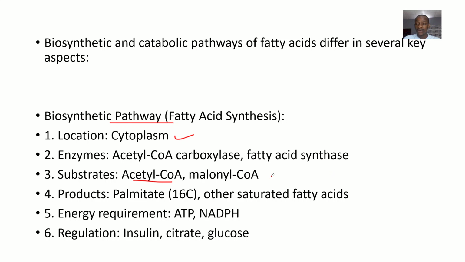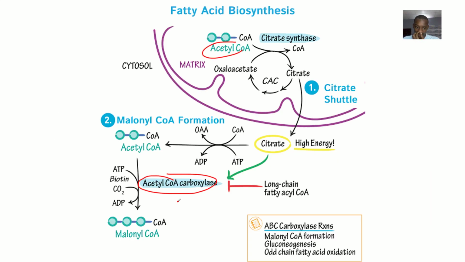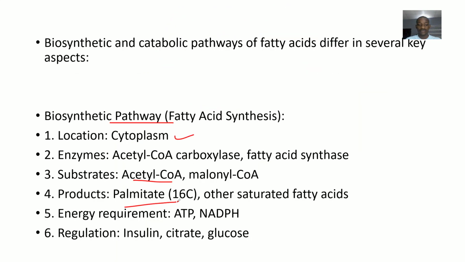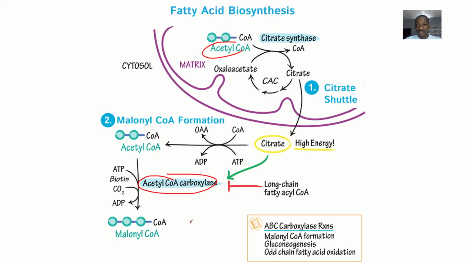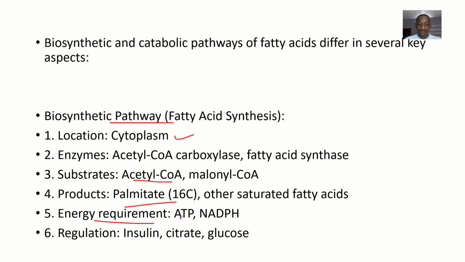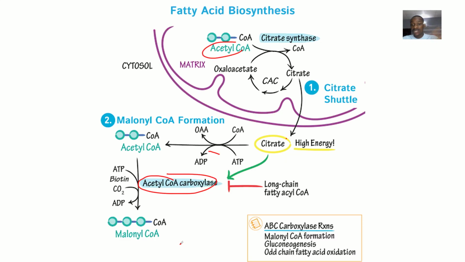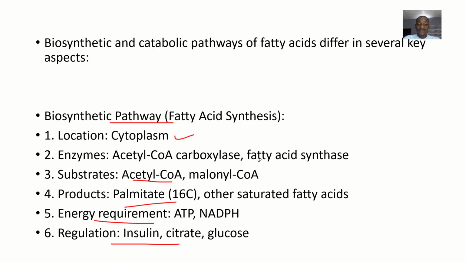So what are the final products? Palmitate. Palmitate is an important final product. Then energy requirement: it requires energy from ATP and NADPH. So ATP is needed, NADPH is needed for this process to go on. Do you understand? Moving forward now, regulation. Insulin can regulate it, citrate can regulate it, glucose can regulate it. Glucose is still talking about the ATP. If this process needs ATP to go on and you withdraw ATP, this process will be reduced. So that's the regulation.